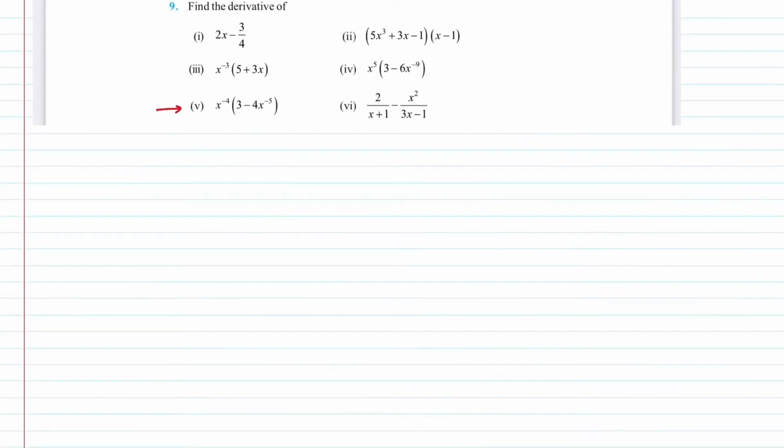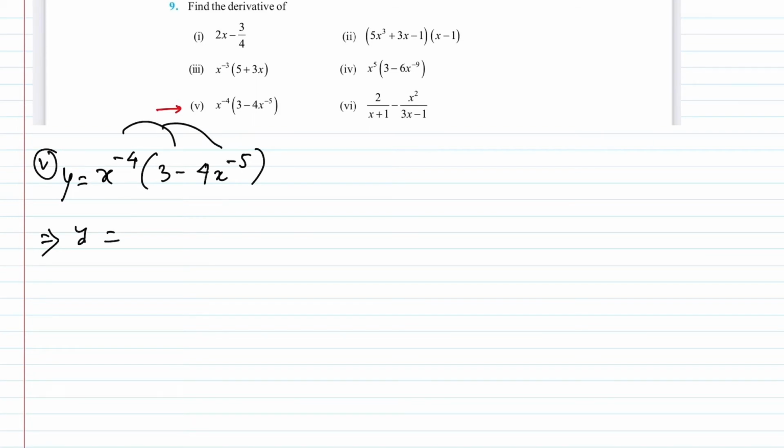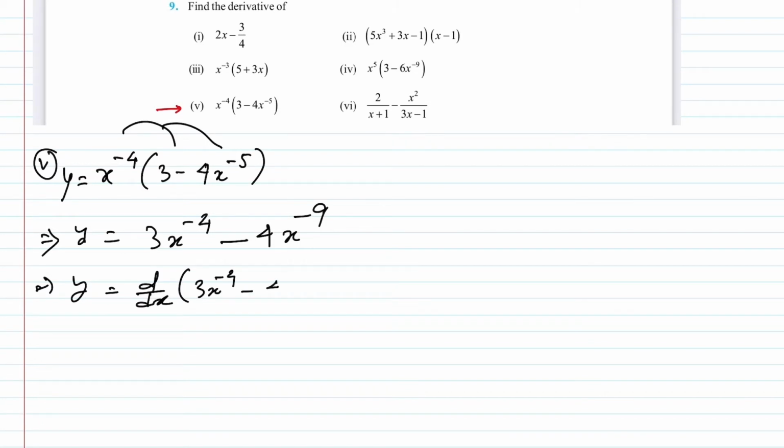Okay, so this is number 5. How to solve this? x to the power minus 4 times (3 minus 4x to the power minus 5). So this is equal to, suppose, y. Now if you multiply this here and here, then you will get 3x to the power minus 4, then minus 4x to the power minus 4 minus 5, that is minus 9, isn't it? Now let's find the derivative of this: 3x to the power minus 4 and minus 4x to the power minus 9.